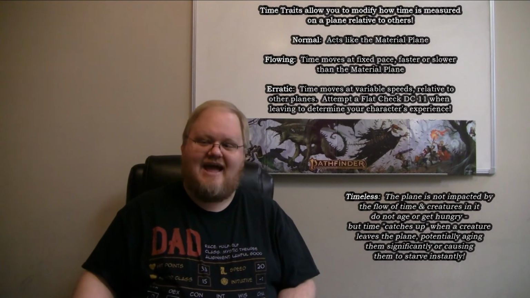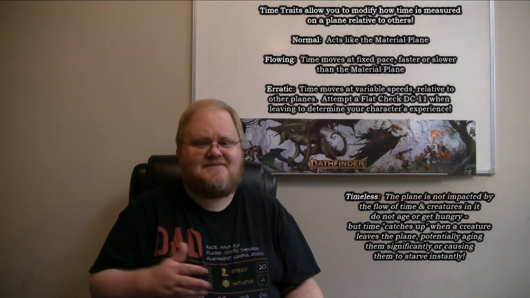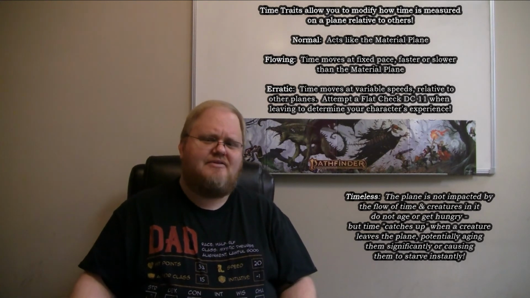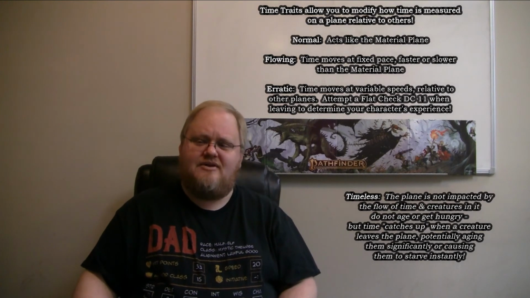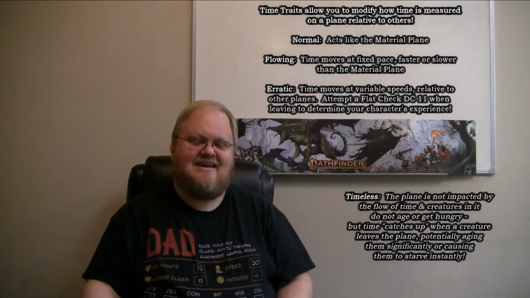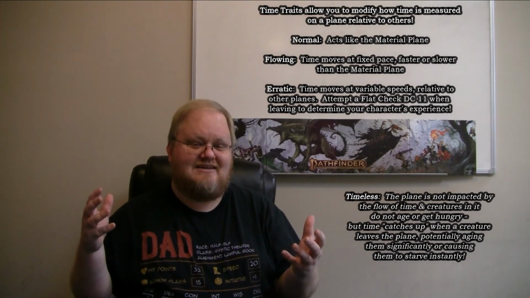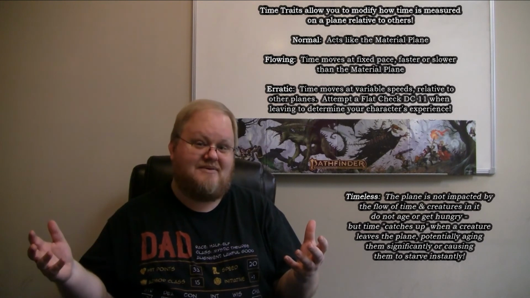Now, planes can have a normal time trait, meaning that time on one plane passes at the same rate that it does on the prime material plane. However, there are other traits as well. One of them is flowing, which means that as a game master, you can decide that time passes differently on the plane than it does in the prime material plane.